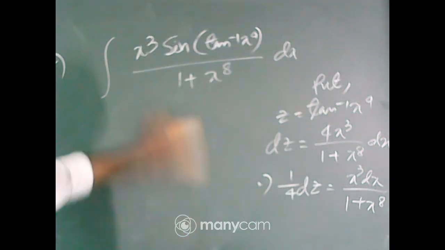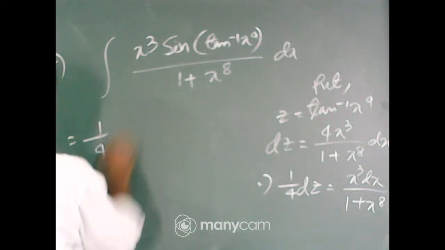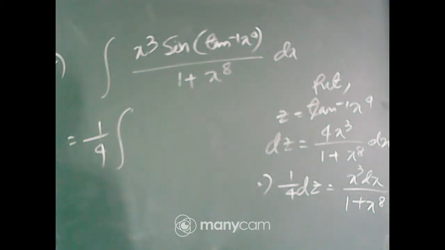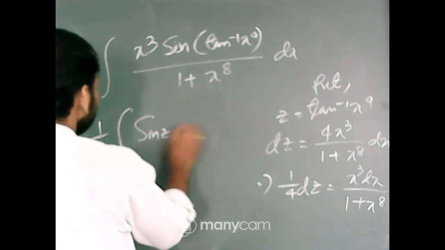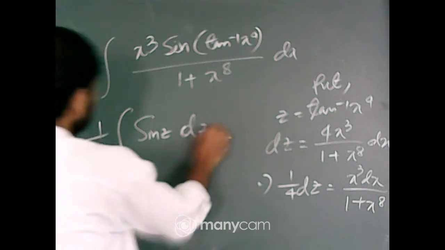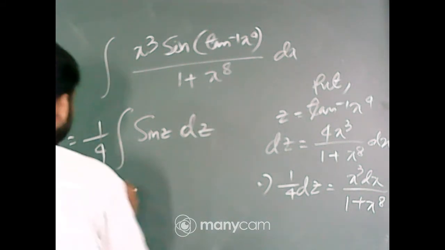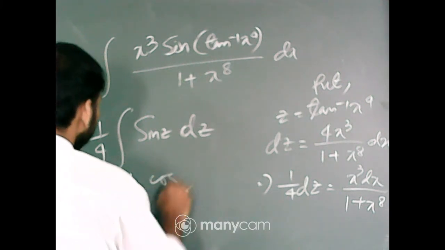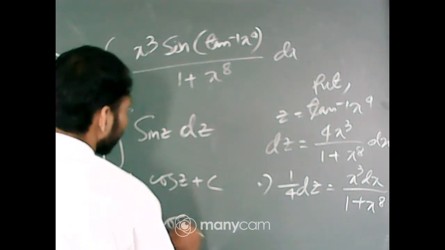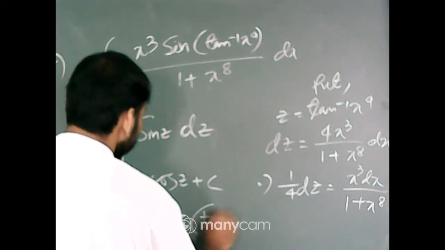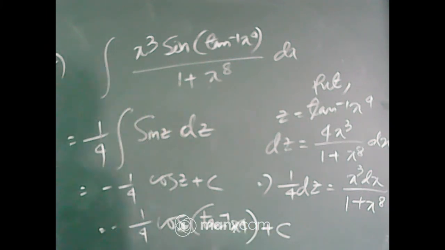So instead of x cube dx by 1 plus x to the power 8, we will put 1 by 4 dz. Also here instead of tan inverse x to the power 4, it will be z. So 1 by 4 integration sin z dz. After doing the integration, you get minus 1 by 4 cos z plus c. That means minus 1 by 4 cos of, put the value of z, tan inverse x to the power 4 plus c. Have you got it?